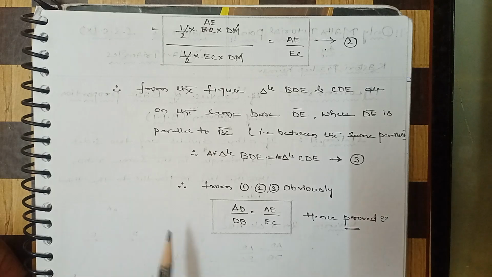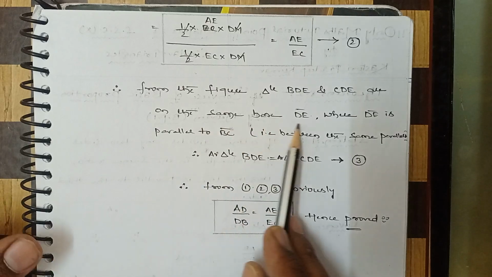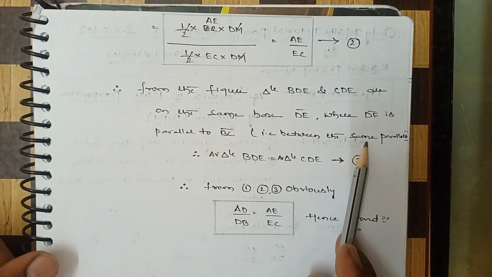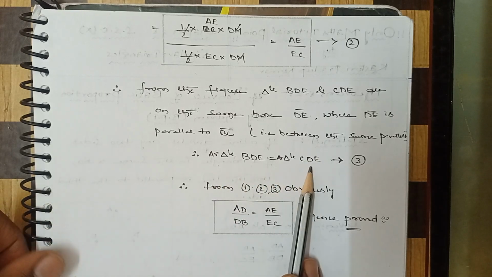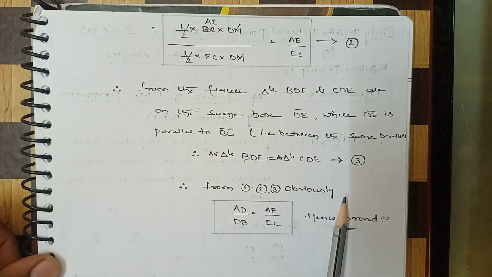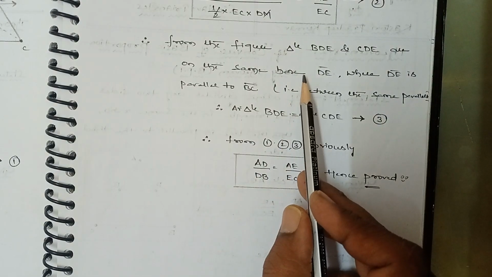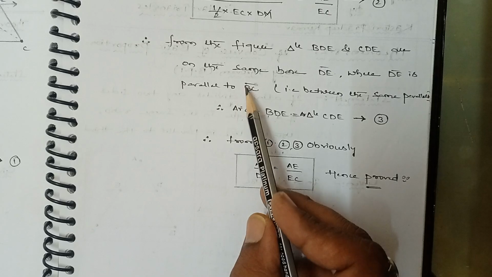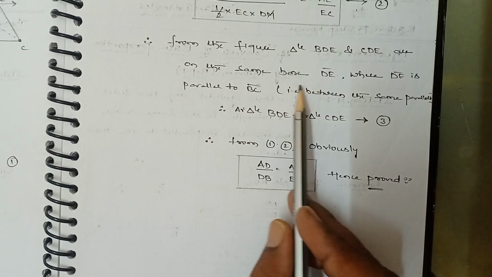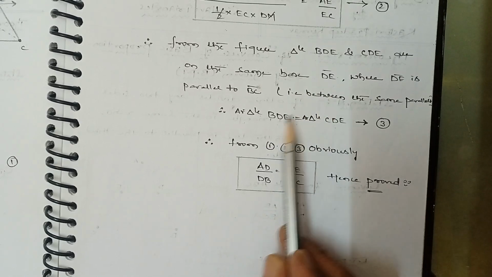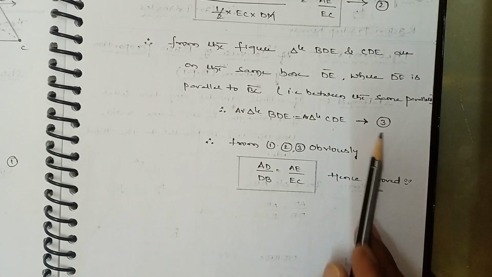Now, from the figure, triangles BDE and CDE are on the same base DE, where DE is parallel to BC, between the same parallels. Therefore, the area of triangle BDE is equal to the area of triangle CDE. Since triangles BDE and CDE are on the same base DE and between the same parallels, their areas will be the same. Keep that as equation 3.